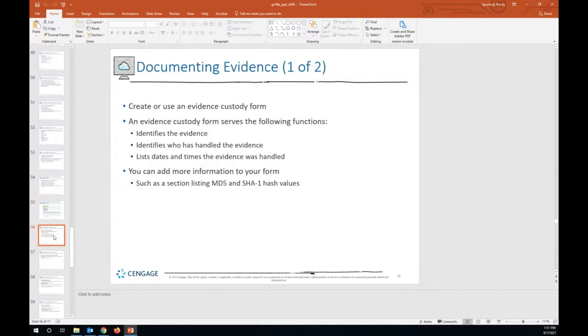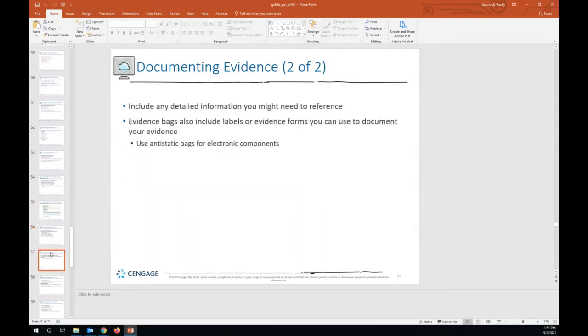So you create and use an evidence custody form. This is used to document your evidence. Like we just said, the evidence custody form identifies the evidence, tells who handled the evidence, and the dates and times the evidence was handled. Now you could add more information to this, such as your hash values, including any detailed information you might need to reference. Evidence bags, for example, should include labels and evidence forms you can use to document the evidence.